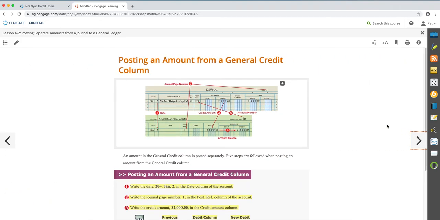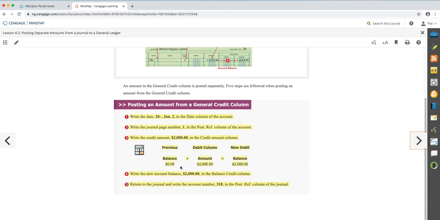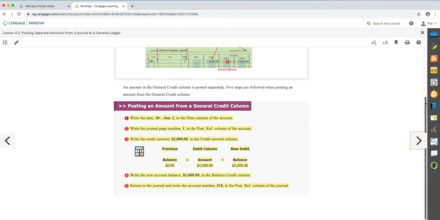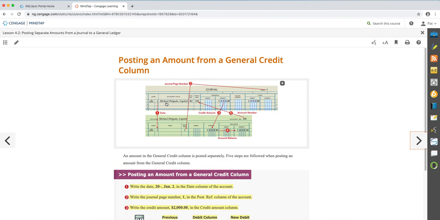All right, so now we're going to be posting an amount from the general credit column. Same 5 steps, same setup here where we have a 0 balance plus an entry. This one, for example, is the $2,000 the owner invested in cash and capital. So when we're posting, do we post the cash one individually? No, we don't post sales or cash individually. We only post the totals. We do post individually the general debit or general credit. So this one is from the credit.